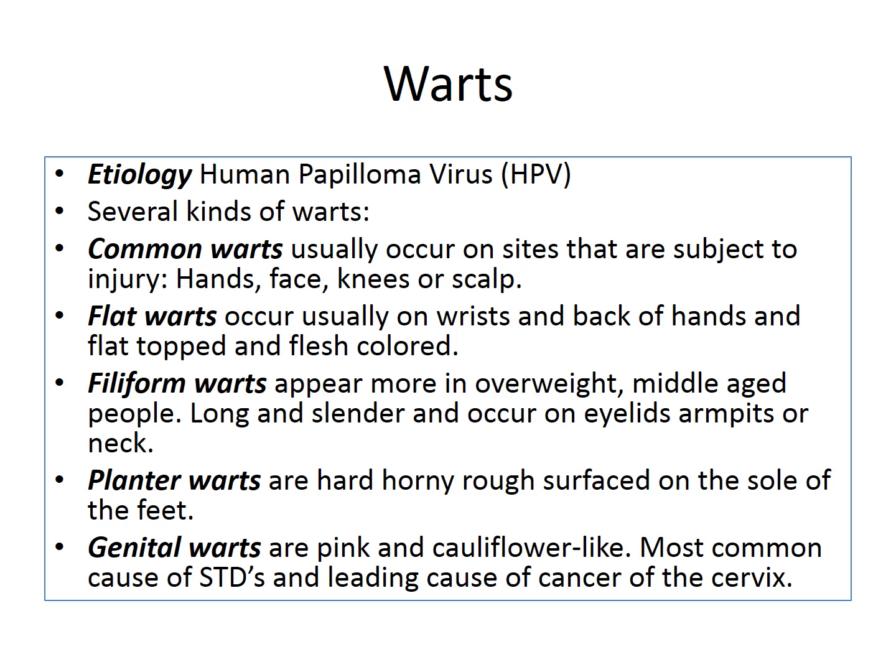There are flat warts, which usually occur on wrists or the back of the hand. They're flesh colored and they're flat, so you really don't see them other than you feel like a little bump on the skin. And then there's another wart called a filiform wart, which appears more in overweight, middle-aged people, and they're long and slender, and you see them a lot on individuals' eyelids, their armpits, and their neck.